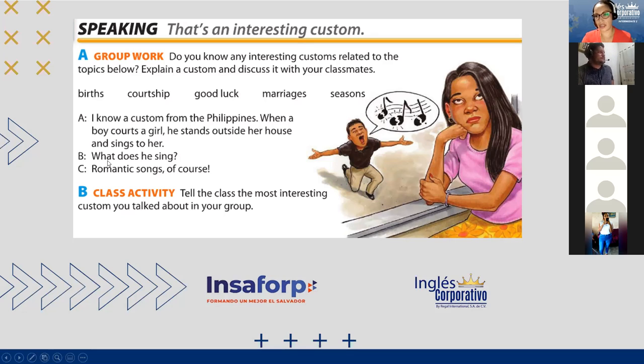We have a short example here of a conversation between three people. It says, I know a custom from the Philippines. When a boy courts a girl, he stands outside her house and sings to her. Well, he's not really happy with that. What does he sing? Romantic songs, of course. So, I'll give you some time to discuss.